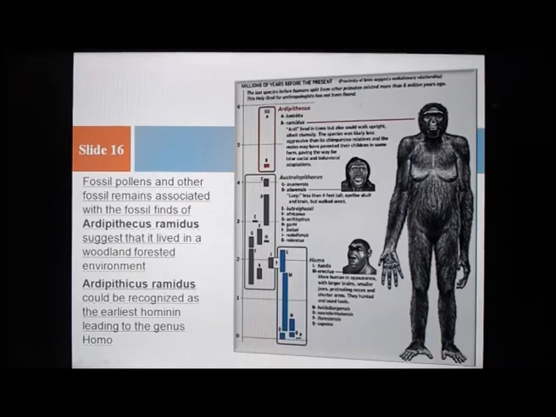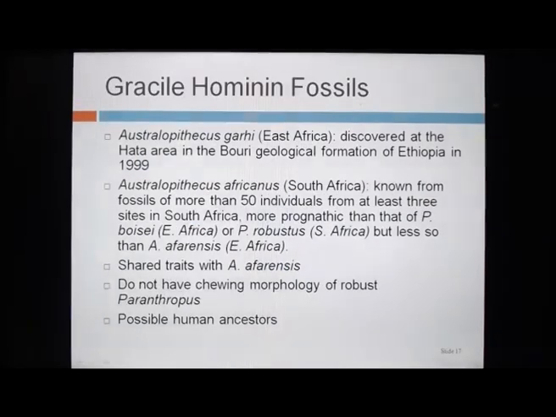Ardipithecus ramidus. Fossil pollens and other fossil remains associated with the fossil finds of Ardipithecus ramidus suggest that it lived in a woodland forested environment. Ardipithecus ramidus could be recognized as the earliest human leading to the genus Homo, but we don't know. You'll notice in this picture, Ardipithecus ramidus also still had an opposable big toe.